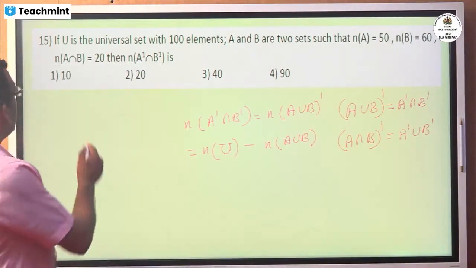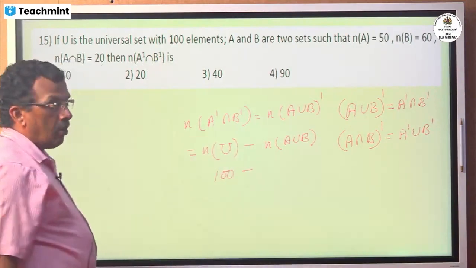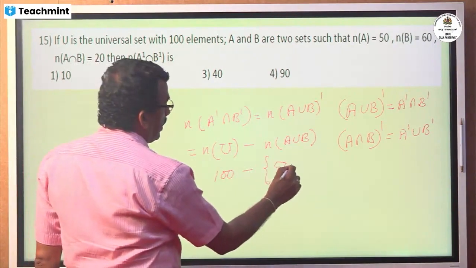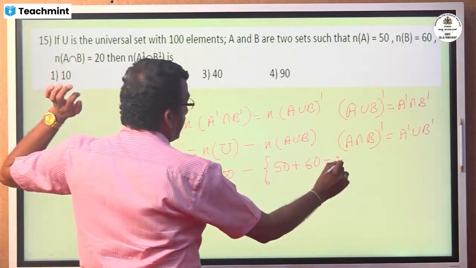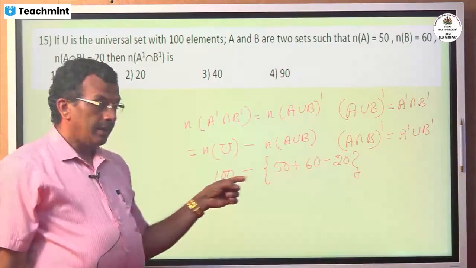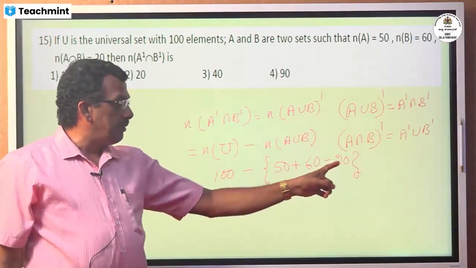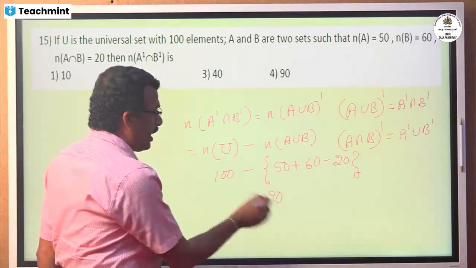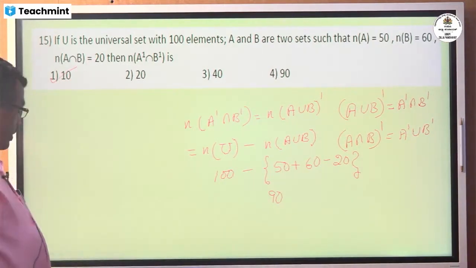Total is what? If U is a universal set with 100 elements, ಅದು all 100 ಇದೆ ಅಂತ ಗೊತ್ತಾಗಿದೆ ನನಗೆ. What is n of A union B? N of A union B is n of A plus n of B minus n of A intersection B. 60 minus 20 is 40. 40 plus 50 is 90. 100 minus 90 is what? 100 minus 90 is 10. And your solution is the 10.